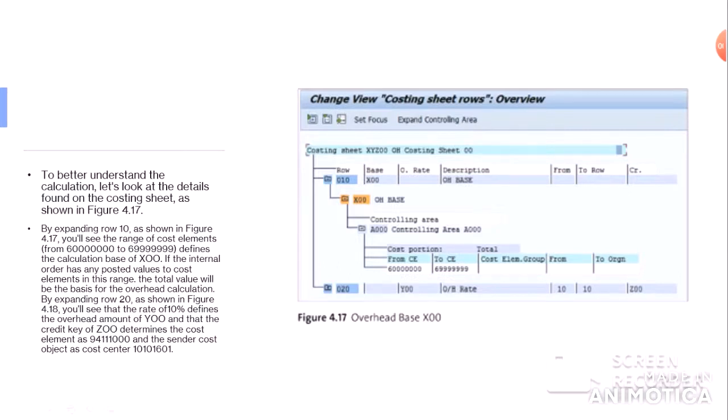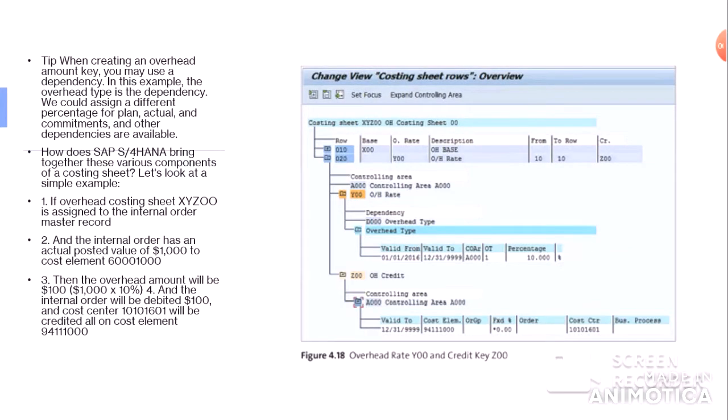And if we expand row 20, we can see that the rate of 10% determines the overhead amount of YOO, and ZOO determines that the credit key of ZOO determines the cost element as 94 cost element and sender cost object as cost center 1010. Okay, so now let us see.